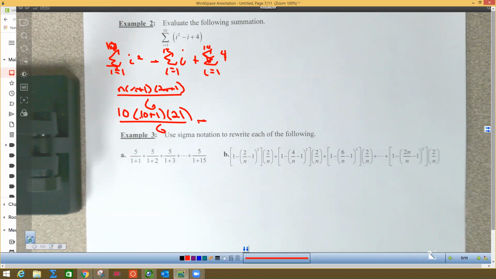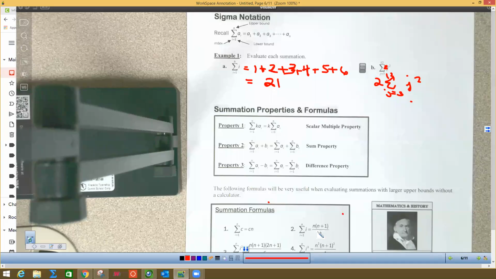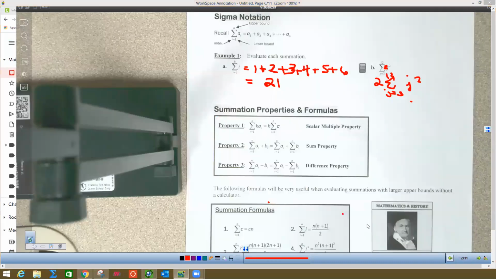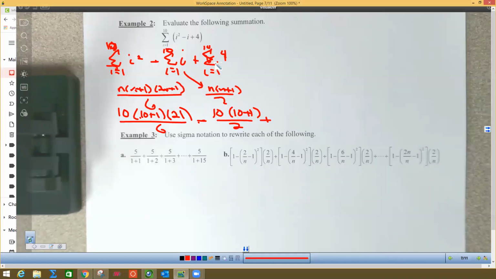Then I've got this i here. Again, we go back over here, and the formula for i is this one right here: n times n plus 1 all over 2. And n is your upper bound, which is still 10. So this is going to be minus 10 times 10 plus 1 all over 2. And then plus, now that's a constant, so you go back over here, and your constant one is this one right here. This is Cn, and n is 10, C is 4, so this would be 4 times 10.